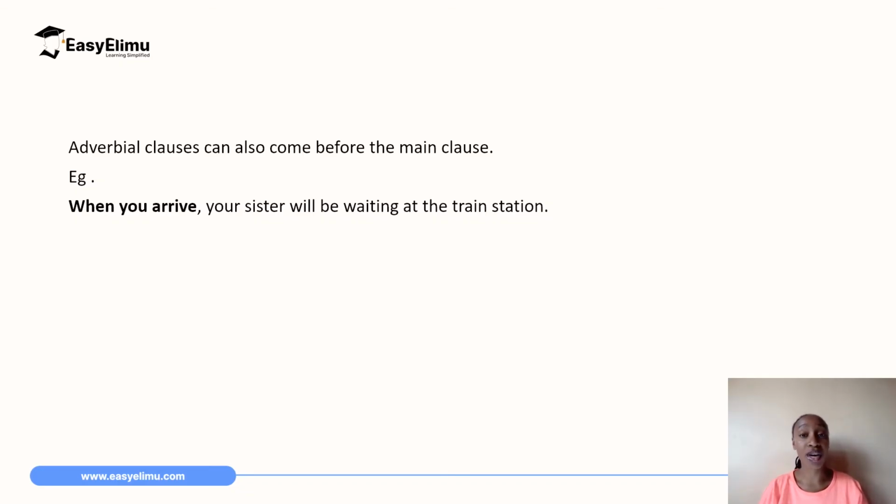So when you arrive is the adverbial clause, and then your sister will be waiting at the train station is the main clause. However, take note that if you start your sentence with the adverbial clause, remember to put a comma after the adverbial clause. When you arrive, comma, your sister will be waiting at the train station. When you start with the main clause, you don't put a comma. It will just be your sister will be waiting at the train station when you arrive. However, when you start with the adverbial clause, remember to put a comma after the adverbial clause.